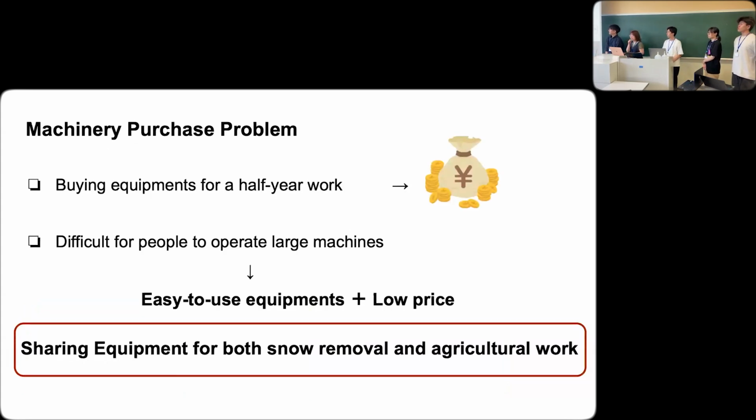But here still comes the machinery purchase problem. People need equipment, but buying specialized tools can be a big burden for them, especially since they only need to do snow removal work in the winter, not the whole year. Also, it's difficult for people to operate large machines, which means they need easy-to-use equipment at a low price. So here comes our solution, which is sharing or renting equipment to people for both snow removal and agricultural work.